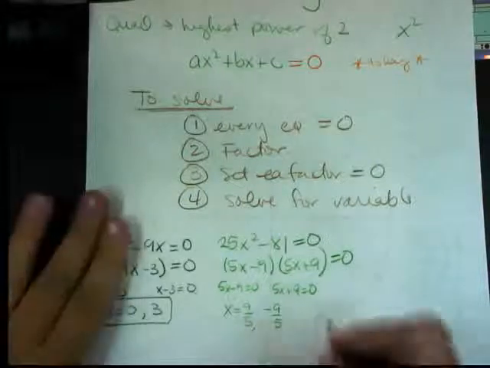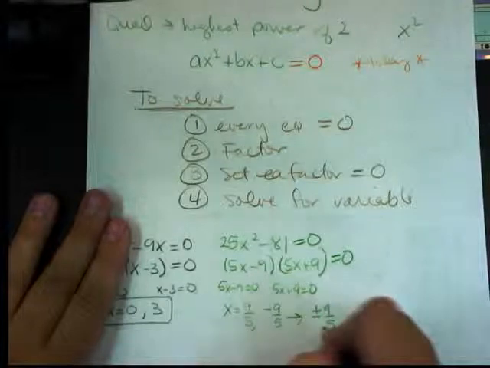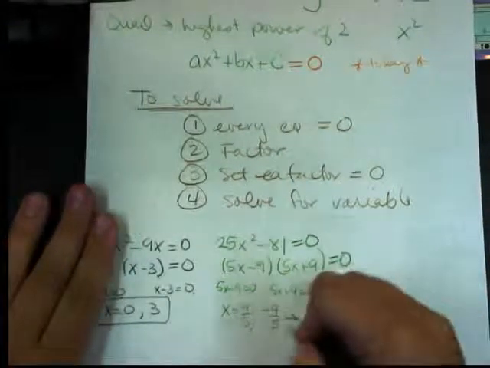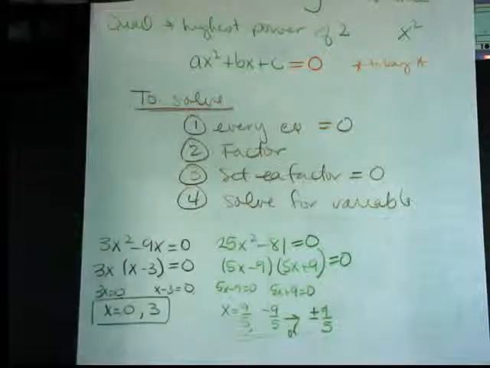Now, you can write that as a positive negative 9/5. You can separate them. That's absolutely okay. Or you can combine it. That is fine. Just make sure you have both plus and minus there to signify that both solutions are possible.